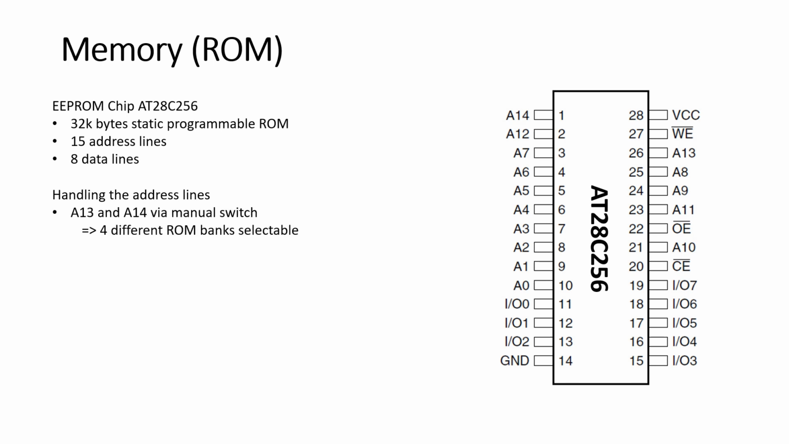Two of those, A13 and A14, so the upper two address lines, are manually selectable. I have divided that chip into 4 different ROM banks, so I can choose which version of my operating system I want to use at start by changing the switches. And A0 to A12 are controlled by the CPU, so that makes 8K of addressable ROM during the runtime of the build.